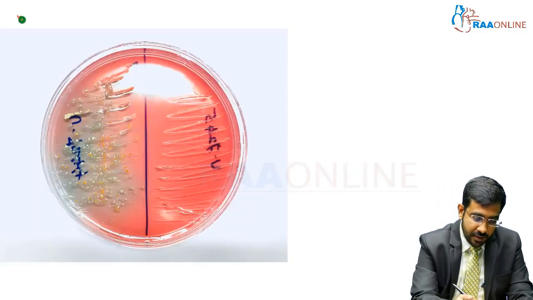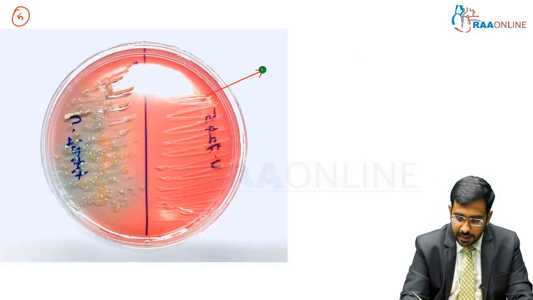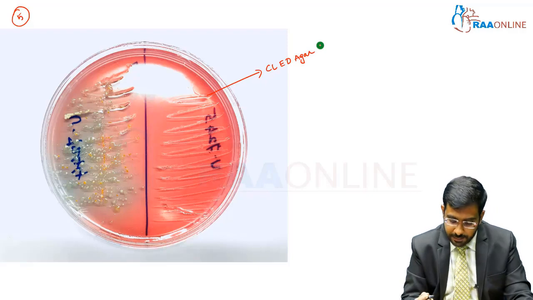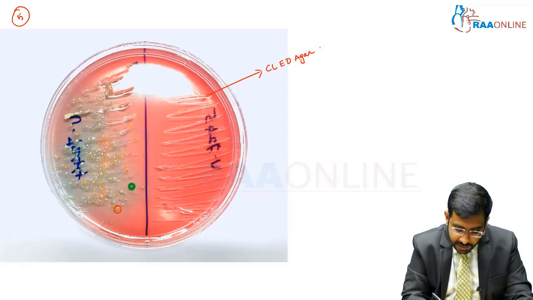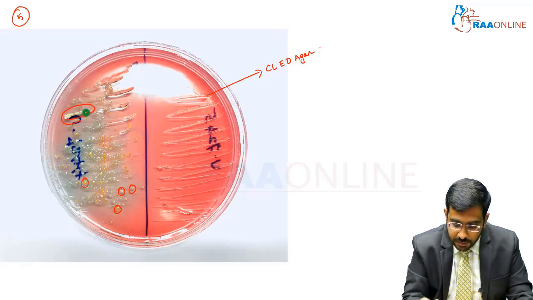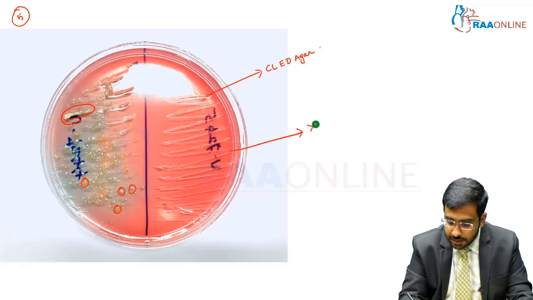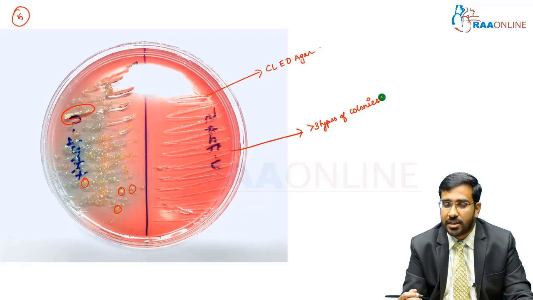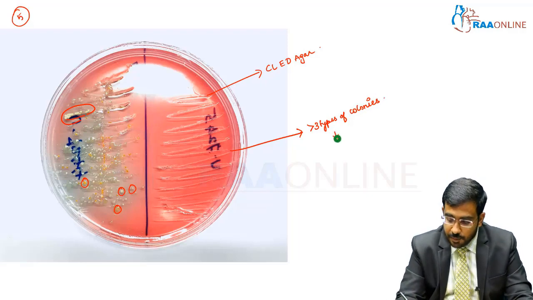So we have the fifth one. Here it's again a CLED agar, and you are able to see more than 3 types of colony. This is one type, this is another type, and this is another type, and we also have a yellow colored colony, and a white colored colony. So here there are more than 3 types of colony, and it does not satisfy the significance criteria, so it's going to be reported as mixture.